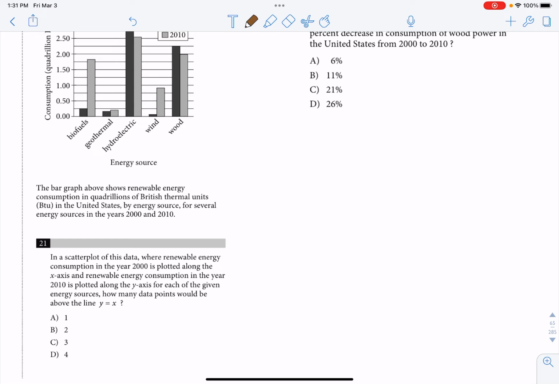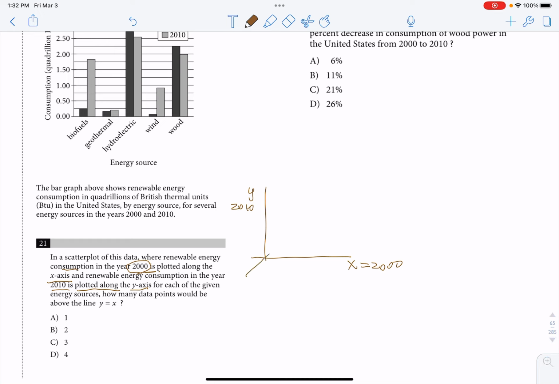In a scatter plot of this data, where renewable energy consumption in the year 2000 is plotted along the x-axis, and renewable energy consumption in the year 2010 is plotted along the y-axis, for each of the given energy sources they plotted 2000 on the x-axis and 2010 on the y-axis. How many data points will be above the line y equals x?